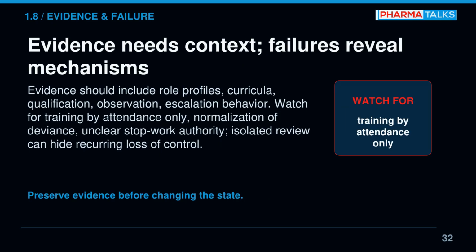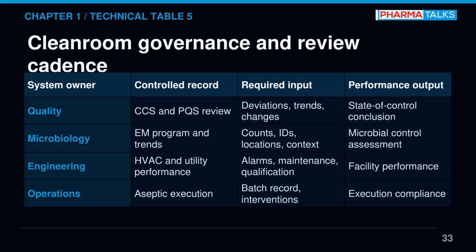Evidence needs context, failures reveal mechanisms. Attendance at training is not the same as demonstrated competence. Role profiles, curricula, practical qualification, behavioral observation, and escalation performance should show that an individual can execute the control correctly. Attendance-only training, normalization of deviance, and unclear stop-work authority create hidden and recurring failure mechanisms.